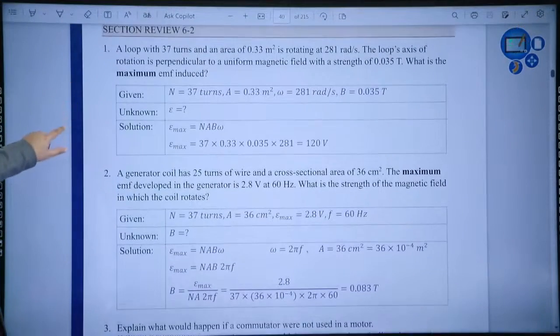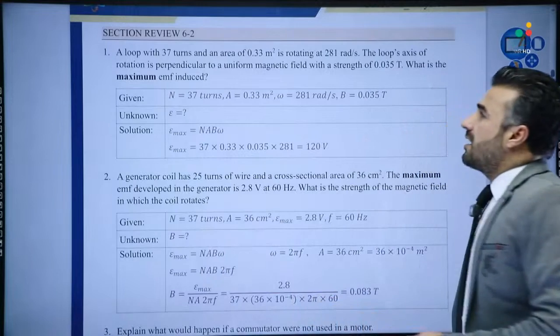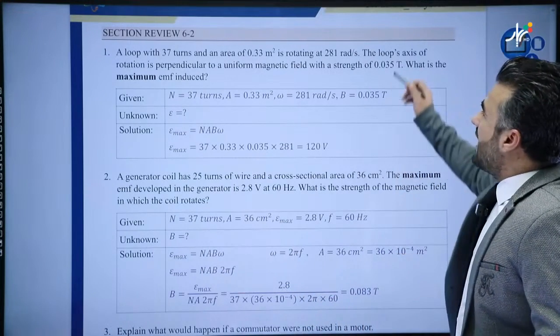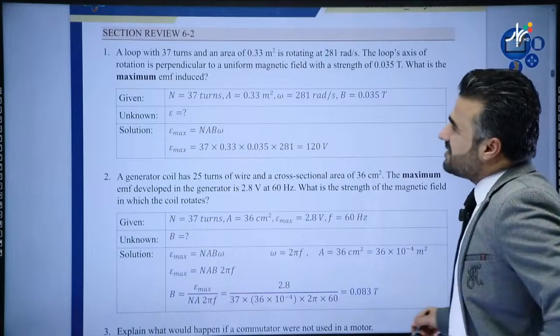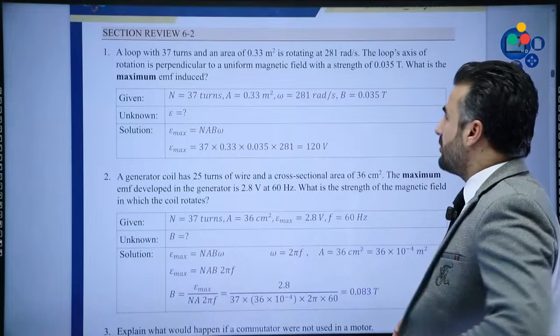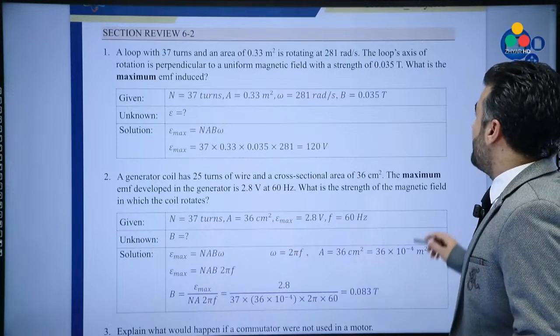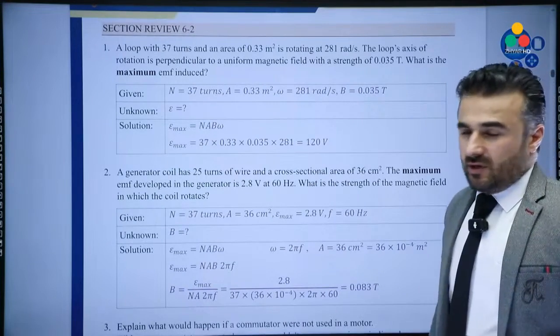Okay, now we have section review. It says a loop with 37 turns and an area of 0.33 meters squared is rotating at 281 radians per second. The loop's axis of rotation is perpendicular to a uniform magnetic field with a strength of 0.035 Tesla. What is the maximum induced electromotive force?